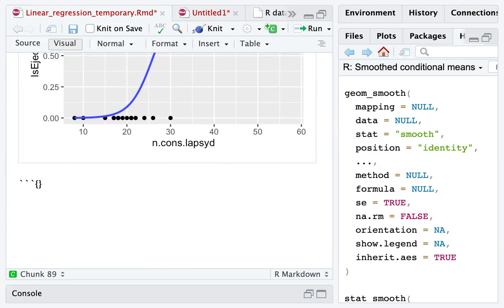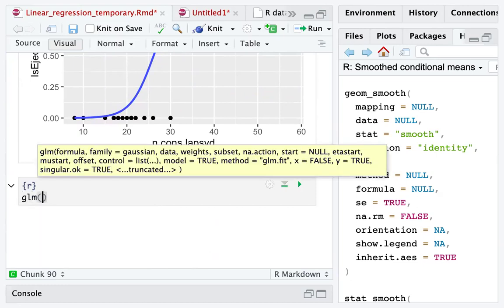So let's also look at what we can do without using ggplot. So the generalized linear model of the data is equal to A, and we want to predict the column is ejective using the number of consonants.